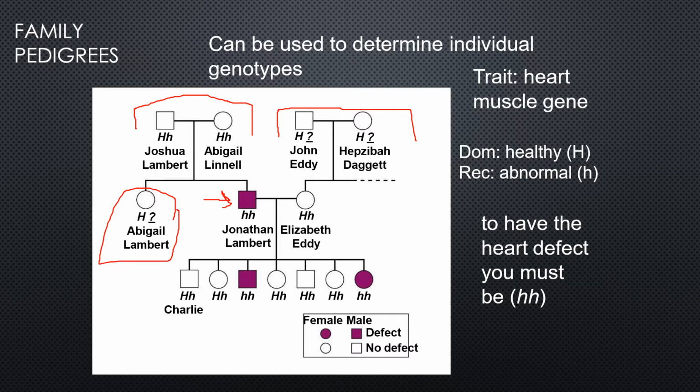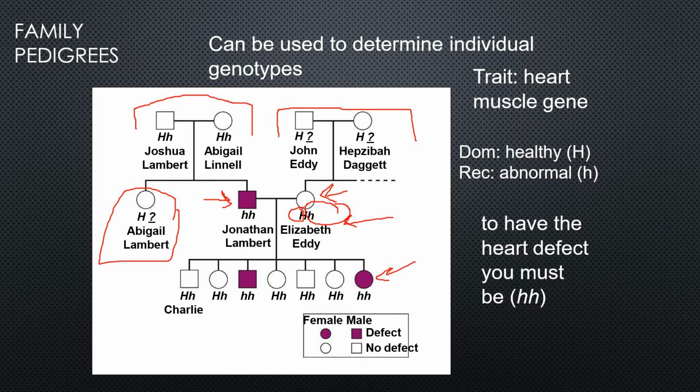So John marries somebody named Elizabeth, and Elizabeth is heterozygous for the trait. How do we know that? We know that her parents did not have the defect, so she has at least one dominant allele. But when she and Jonathan have children, some of them show up with the defect. That means she had to contribute at least one allele of the recessive trait.